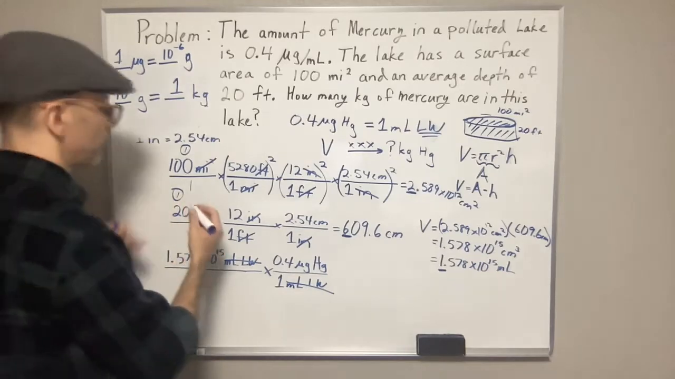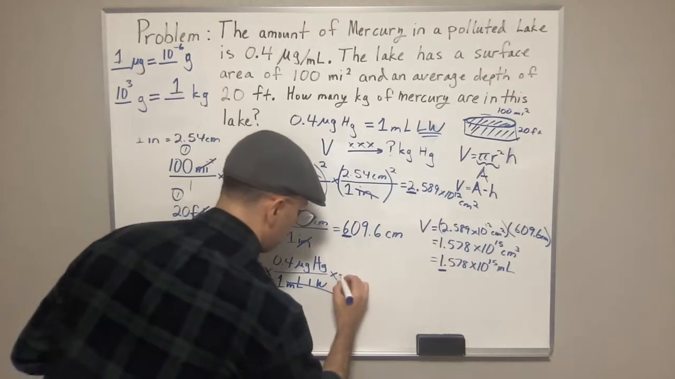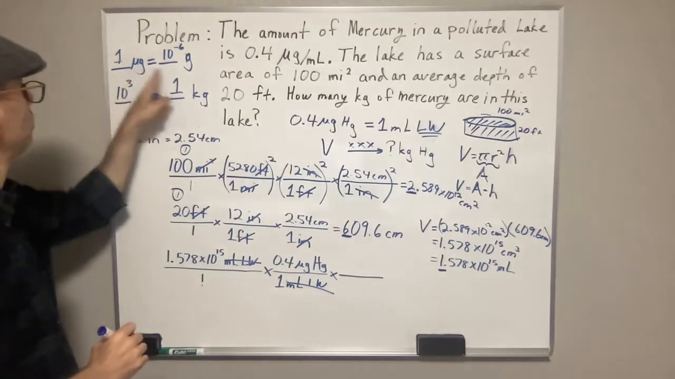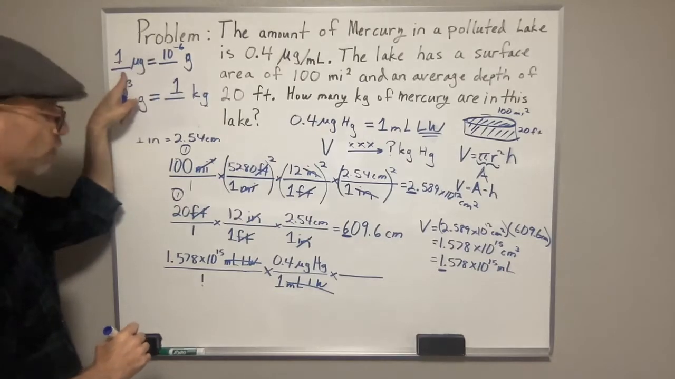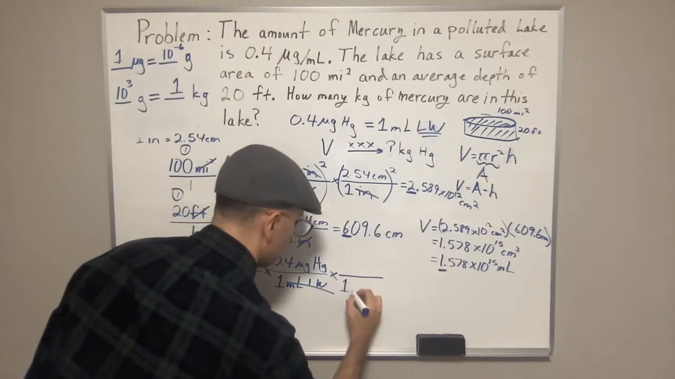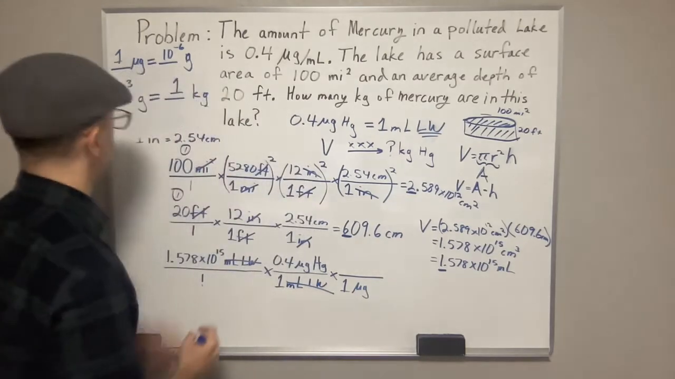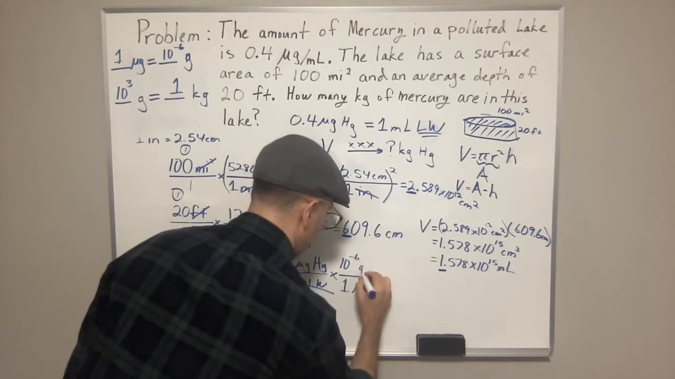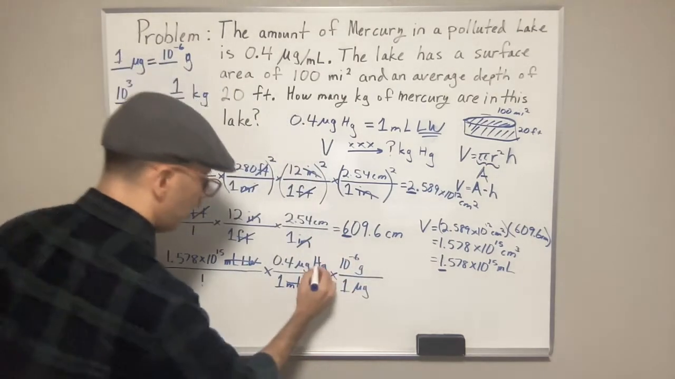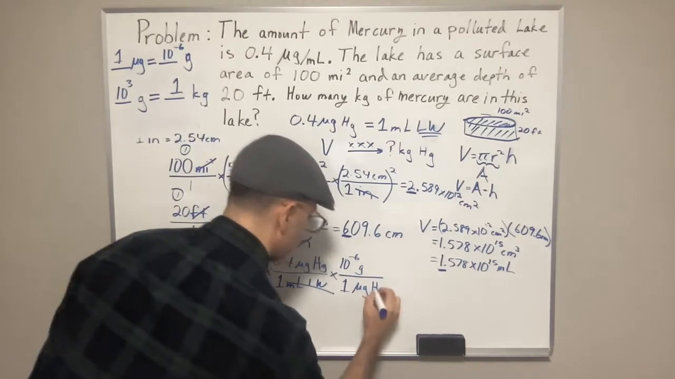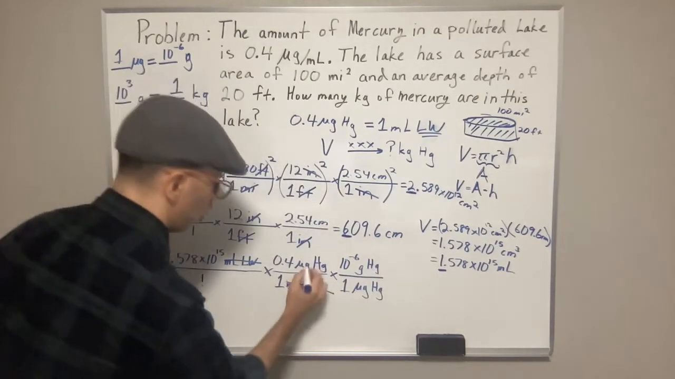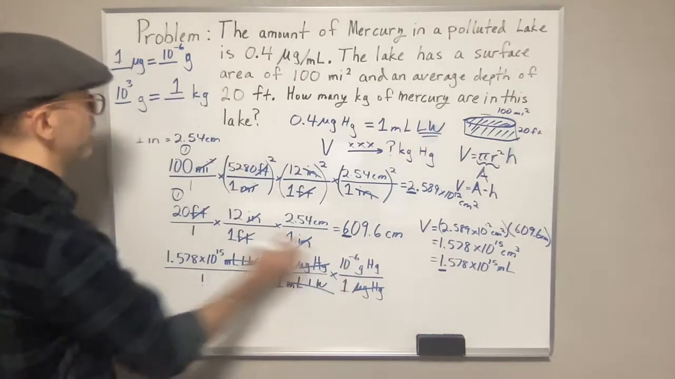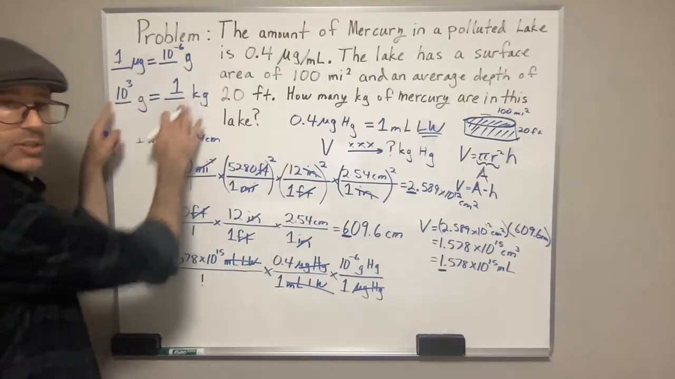So it's a two-step process. So I'm going to set this up. So my first is I'm going to convert micrograms to grams. So I'm going to use this relationship here. So micrograms goes on the bottom. So 1 microgram goes on the bottom, and 10 to the negative 6 grams goes on top. And this is mercury. Always write the substance, mercury. So micrograms of mercury cancel out. Now I have grams of mercury, so now I can use grams and kilograms to convert.